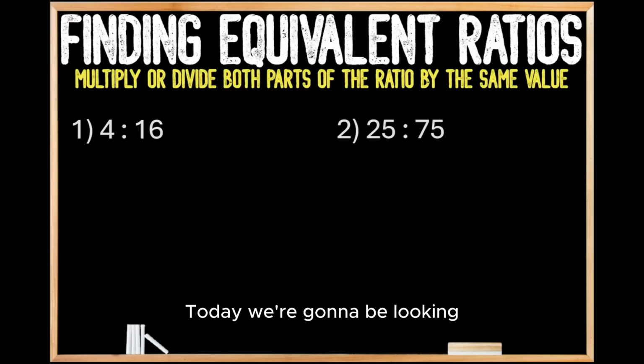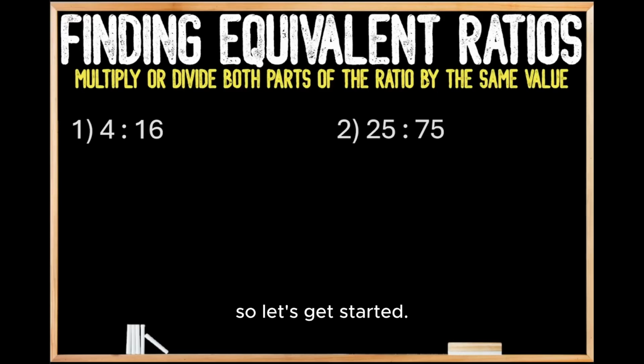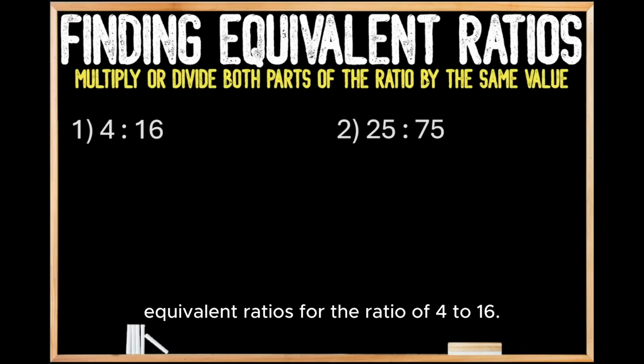Today we're going to be looking at how to write equivalent ratios. We have a couple of examples that we're going to work through together here, so let's get started. For question number 1, we're being asked to find equivalent ratios for the ratio of 4 to 16.